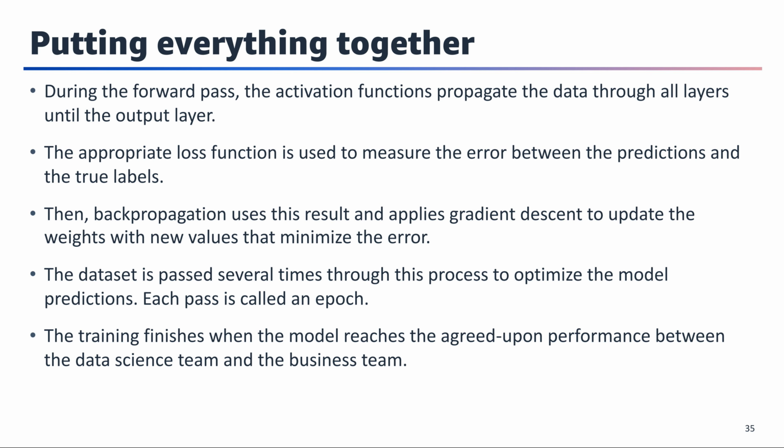Let's put everything together. The forward pass propagates the input data through the network layers by applying the activation functions until reaching the output layer. The loss function then measures the error between the predicted outputs and the true labels. Backpropagation uses this error to update the weights via gradient descent, adjusting their values to minimize the loss. This process repeats for multiple epochs, passing the dataset through the network multiple times to optimize the model predictions. Training concludes when the model achieves the desired performance agreed upon by the data science and business teams. By iteratively updating the weights based on the prediction errors, the neural network gradually learns to make more accurate predictions on the training data.